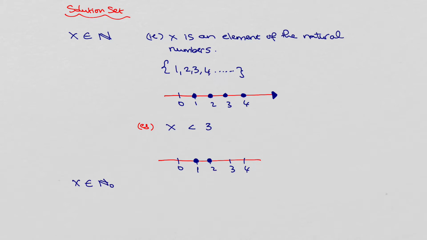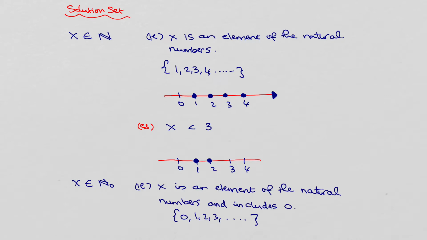We have to watch for this symbol here because this is also x is an element of the natural numbers, but this time there's a little 0 at the bottom of it. So what that means is it's all of the natural numbers and 0. So if we were doing the previous example there, x is less than 3, then we would have 0, 1 and 2 all circled in.